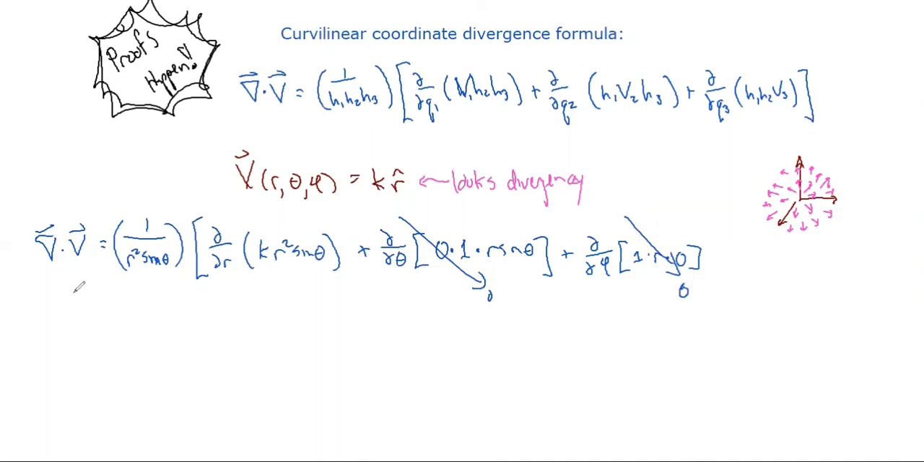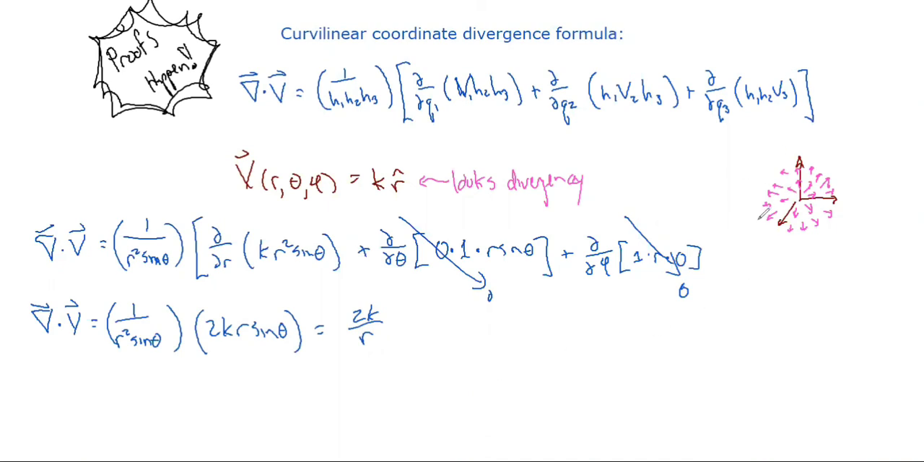Okay, so we have the divergence of this vector function is 1 over r squared sine theta, and then d by dr of this, so that's 2kr sine theta. And then we get some cancellation, so we get 2k, and the thetas are gone. So we have 2k over r. Okay, now the last question is, do I believe this?